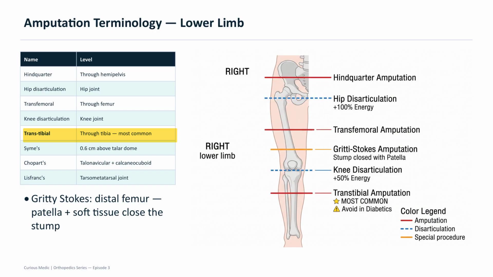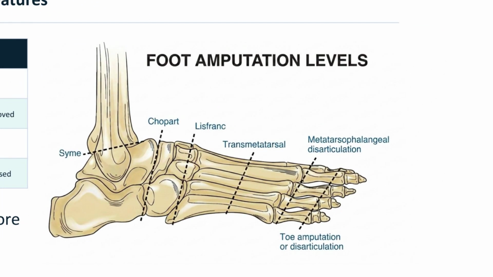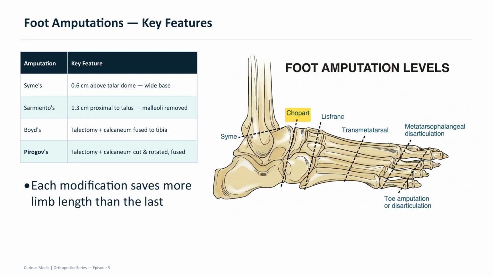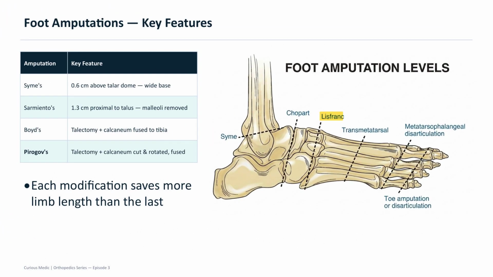This is the most commonly performed amputation overall. Remember this, transtibial is the most common. Also note that below-knee amputations are contraindicated in diabetic patients because of poor vascularity of the distal stump. Syme's amputation is 0.6 centimeters above the talar dome at the ankle level. Chopart's amputation goes through the talonavicular joint and the calcaneocuboid joint, the mid-tarsal joint. Lisfranc's amputation goes through the tarsometatarsal joint.